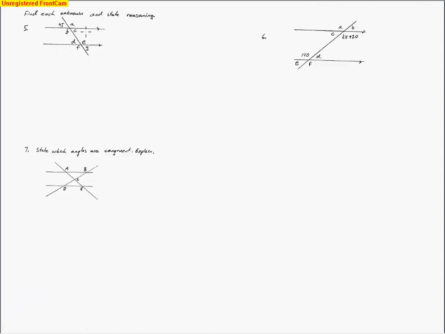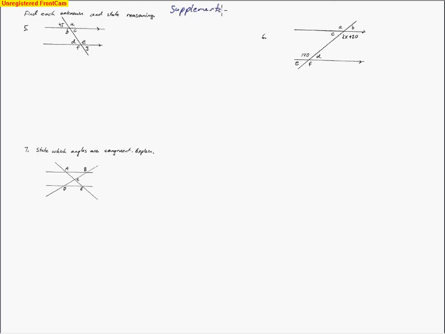So we've got our problem that says we want to find each unknown and state the reasoning. So we've got all these different angles we need to find, and we need to state the reasoning why we think it is the way it is. So one of the rules that we haven't talked about is supplementary angles. 45 and A are supplementary.